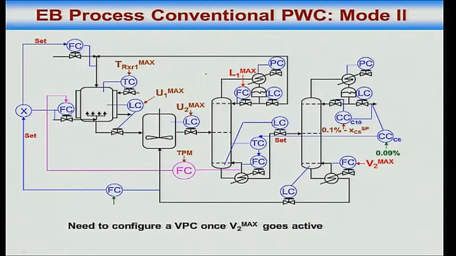But please note, I need to configure this loop once V2 max goes active. In the previous control structure, I didn't configure anything. Things are taking control up or giving control up. There is no reconfiguration of loops. Here I need to put in this magenta loop once V2 max goes active. That is an additional complexity here.